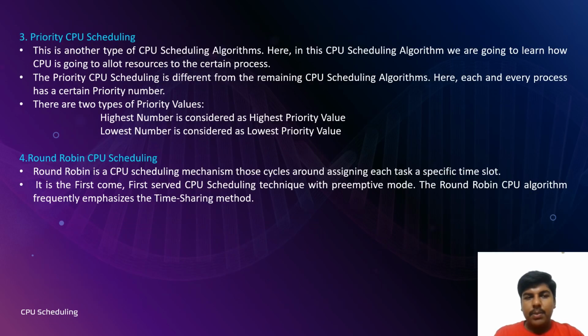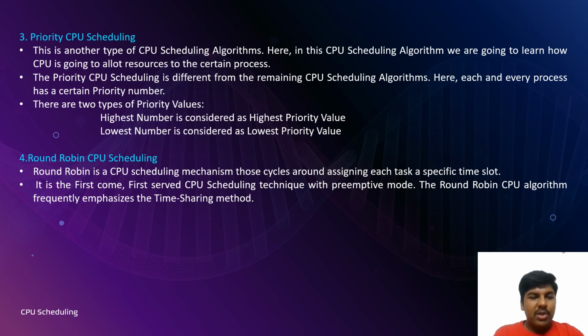The third one is priority CPU scheduling. This is another type of CPU scheduling algorithm. Here, we are going to learn how the CPU is going to allot resources to a certain process. The priority CPU scheduling is different from the remaining CPU scheduling algorithms. Here, each and every process has a certain priority number. There are two types of priority values. The highest number is considered as the highest priority value. The lowest number is considered as the lowest priority value.